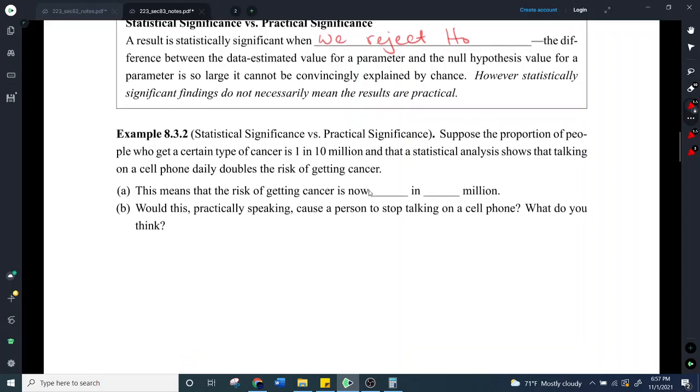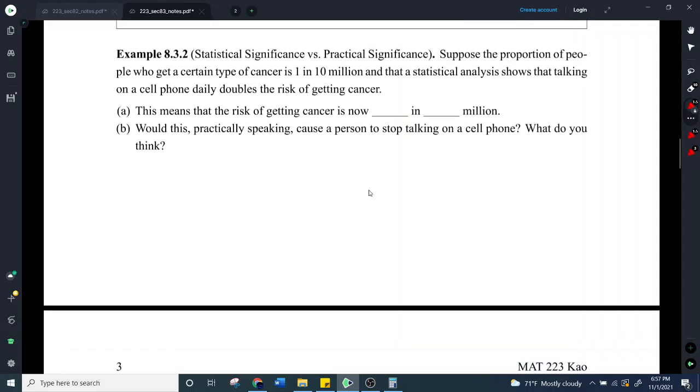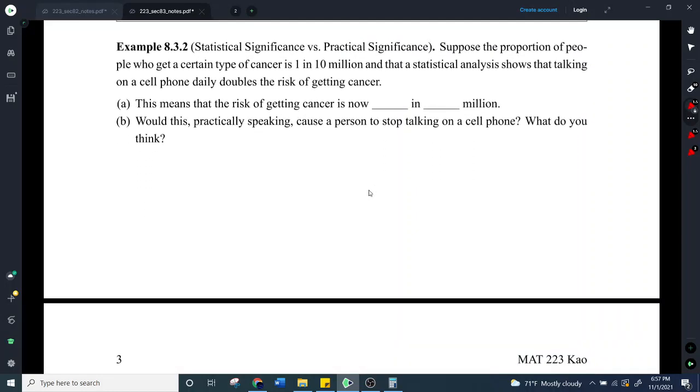So here's an example of what I'm talking about. Suppose the proportion of people who get a certain type of cancer is 1 in 10 million. So first of all, if the probability of getting this cancer is 1 in 10 million, this is probably not something you're going to lose sleep over. This is not something you're going to worry about getting. It's a pretty rare cancer, 1 in 10 million. A statistical analysis shows that talking on a cell phone daily doubles the risk of getting cancer. So this means that the risk of getting cancer is now 1 in 5 million, right? Or 2 in 10 million, whichever way you want to say it.